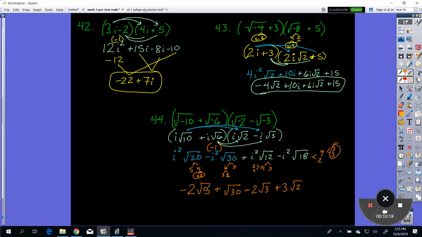So I'm looking to see if I have any terms that are alike. This is a 5, that's a 30, that's a 3, that's a 2. Nothing is the same, so I do not have any terms that are alike. So no like terms, so that's my answer. So moving on to question number 45 now.